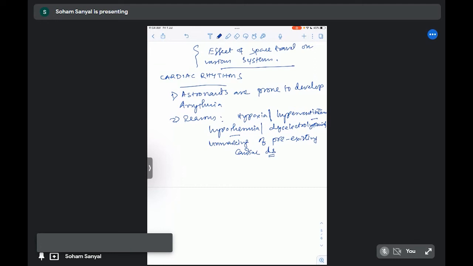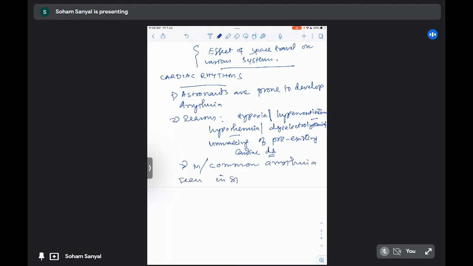So কি টাইপের অ্যারিথমিয়া হতে পারে? Most common arrhythmia that is seen in space, সেটা হচ্ছে atrial fibrillation. And আমরা জানি what is atrial fibrillation.